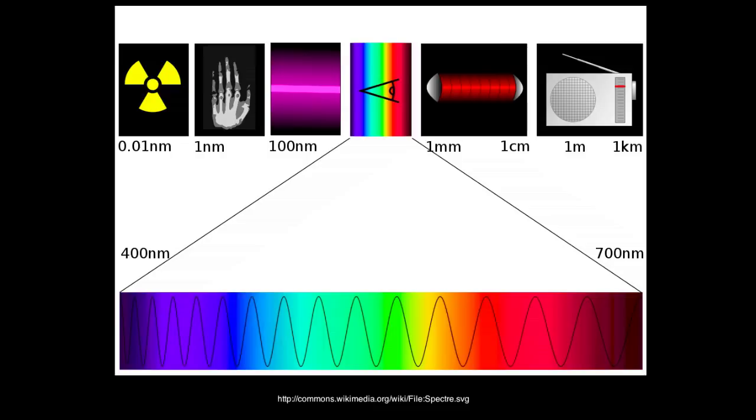Frequency also determines the energy associated with photons. X-rays and gamma rays have higher energy photons than light in the visible spectrum. So there are many ways in which frequency shows up in the natural world.